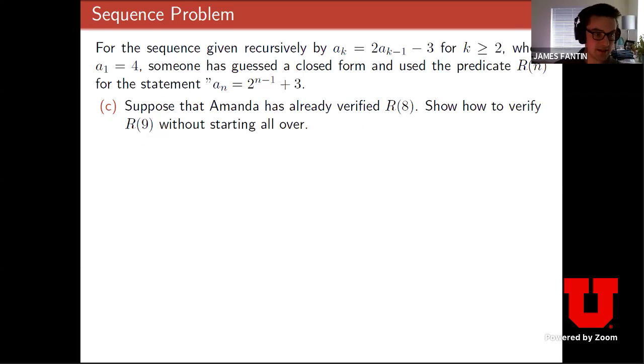And now in part C, we're told that we've already verified that R8 is correct. So we've already shown that the recursive formula agrees with what R8 says. And we need to show how we could verify R9 without starting from the beginning and verifying R1, R2, et cetera, et cetera. So does anyone have any idea for how we could show that R9 is correct?